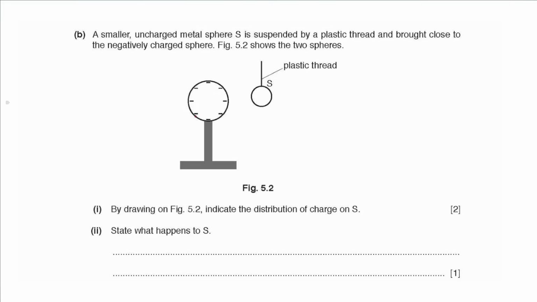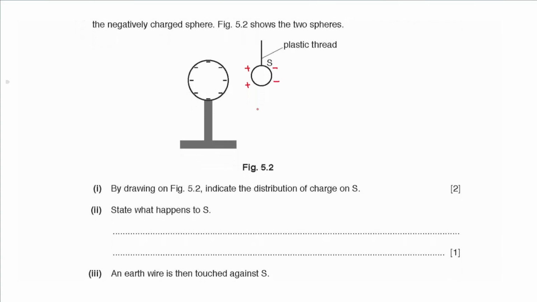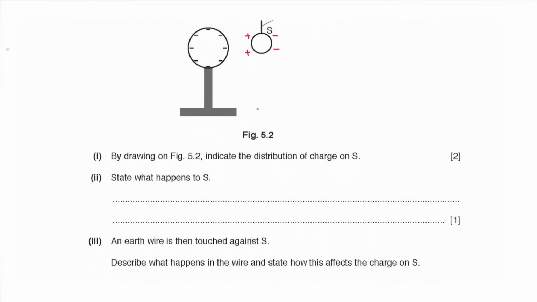and brought close to the negatively charged sphere. Figure 5.2 shows the two spheres. Part I says by drawing on figure 5.2 indicate the distribution of charge on S, the smaller sphere. So the negative charge on the large sphere repels the electrons to the right and leaves the left hand side positively charged. Double I says state what happens to S now due to these charges.